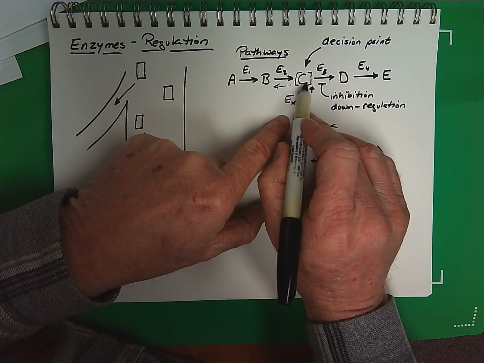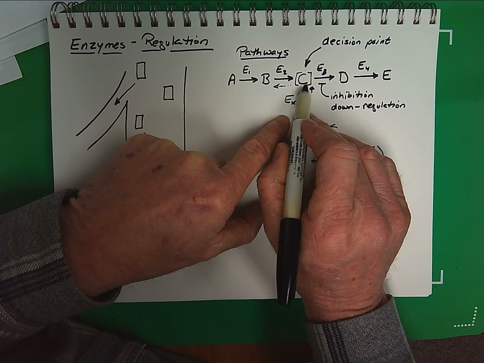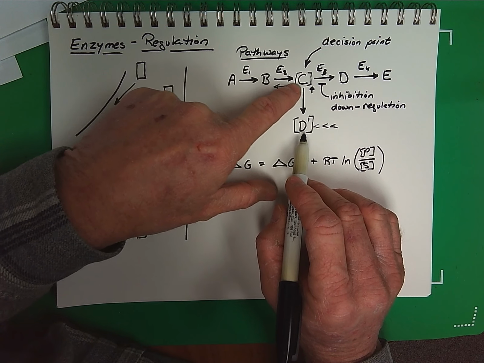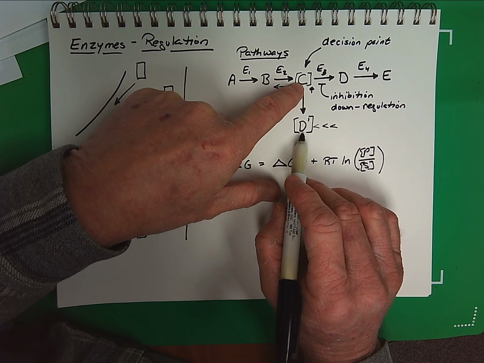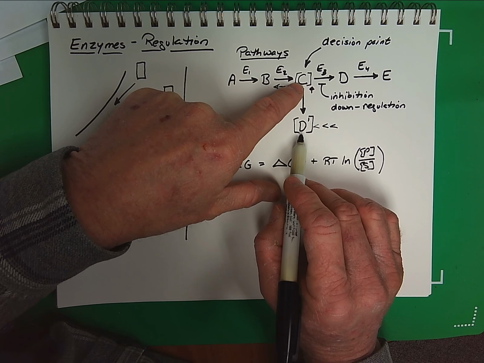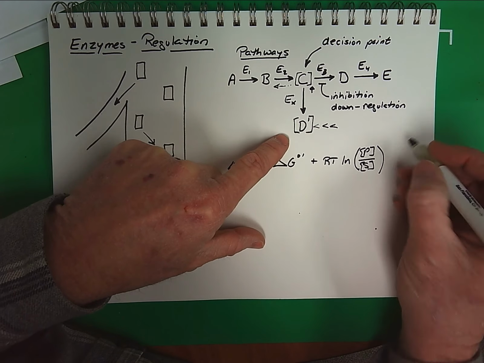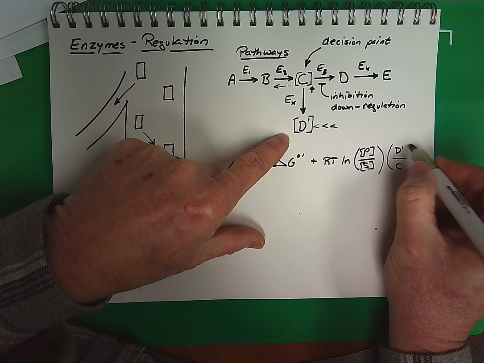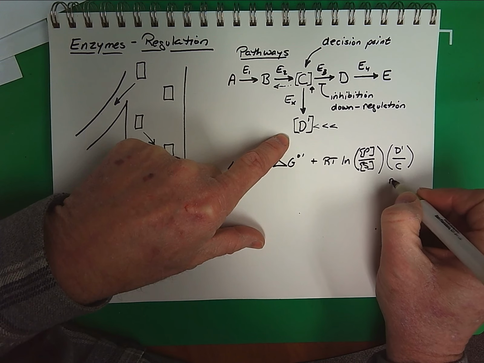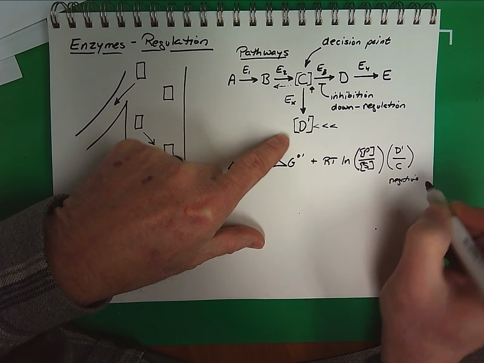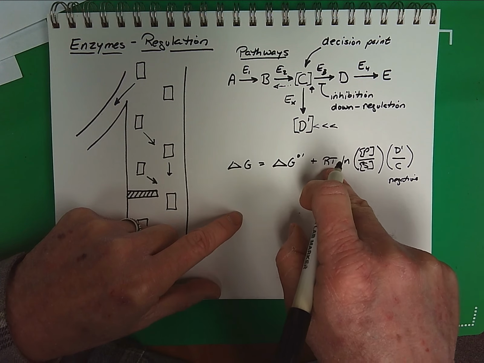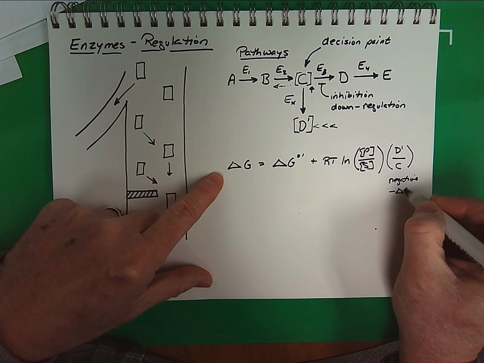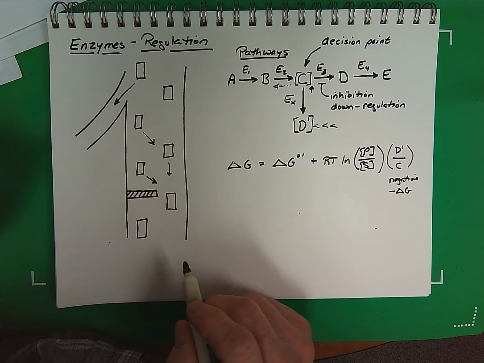We inhibit E3, building up the concentration of C, substrate, and now we have a very large difference between this substrate C and our product D prime. That means if we make pre-D prime substrate C, this is going to be a negative number, a large negative number multiplied by the gas constant and temperature, offsetting the standard free energy, making this a negative delta G in the alternative direction.